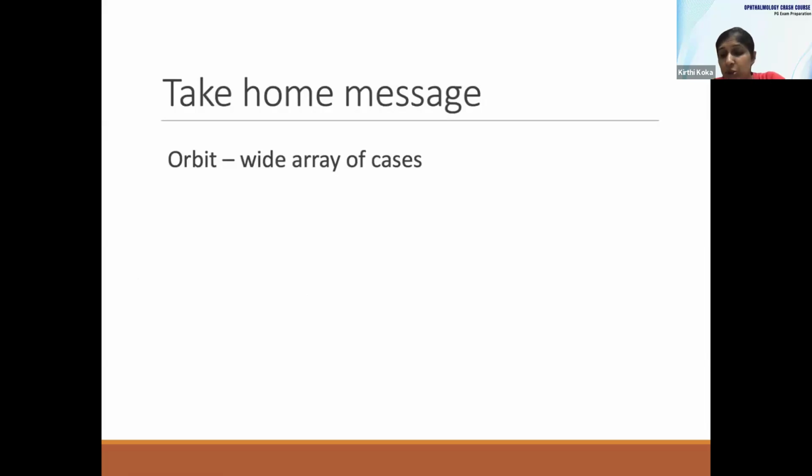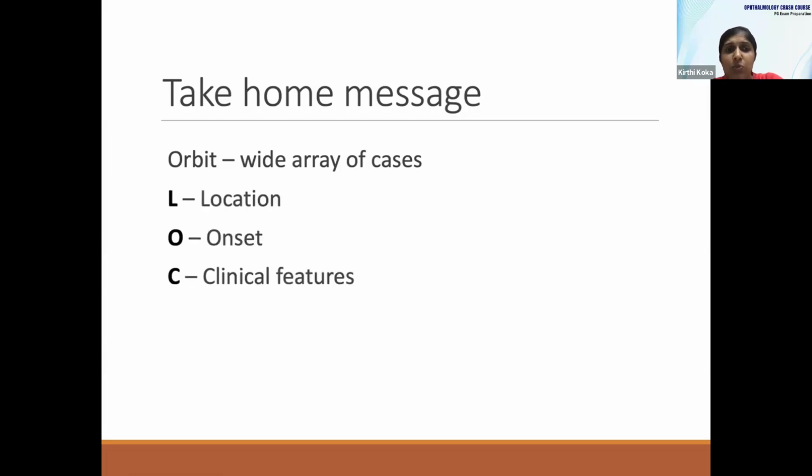So the take home message here is, in the orbit, though it's a very small limited space, you can have a wide variety of lesions. So this is a small mnemonic which will help you diagnose the condition. Based on the location, you can diagnose. So if it's going to be supratemporal, it has to be a lacrimal gland lesion. It can't be anything else.